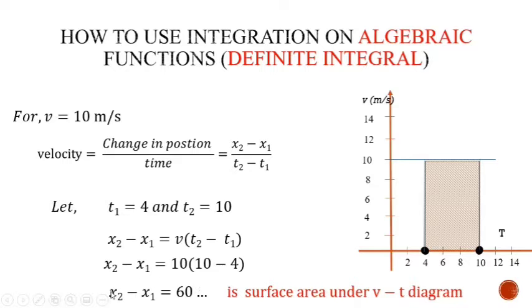So here I can say that the displacement is nothing but the surface area under this curve. Here we can see the x-axis length is 10 minus 4, that is 6, and the height of the graph is 10. So 10 times 6 is 60. It is nothing but the surface area of the VT diagram. If you want to find out displacement from velocity, it should be the surface area under the VT diagram. So this is a very simple case.